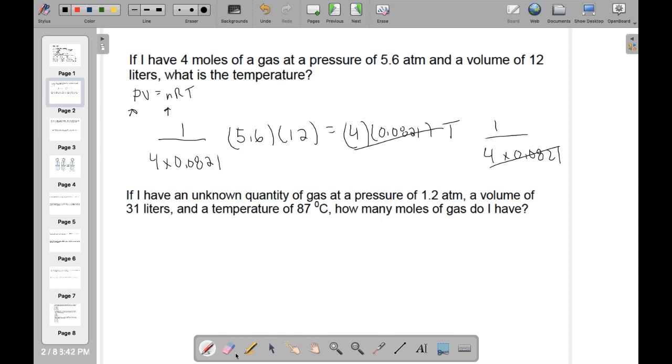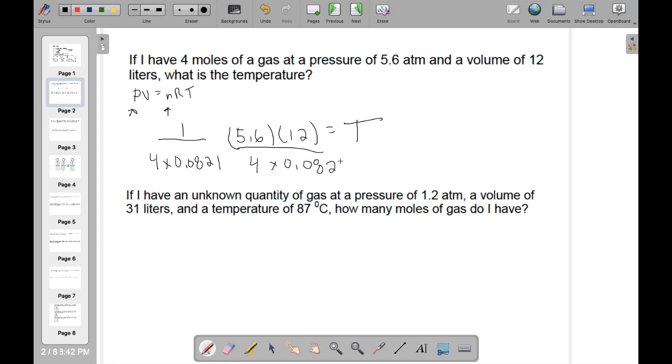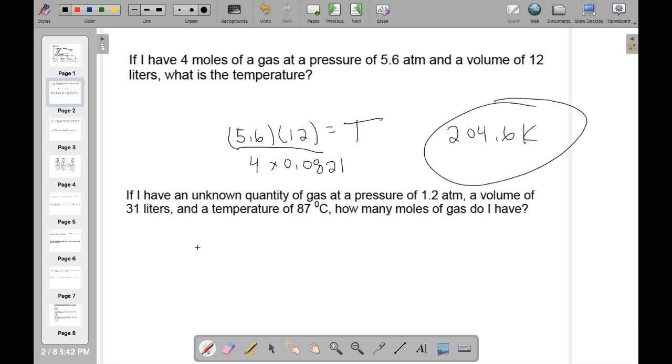And on this side, I have this big jumble of numbers. So, T equals 5.6 times 12 divided by 4 times 0.0821. And if I do that math, I will get somewhere around 204.6 Kelvin.